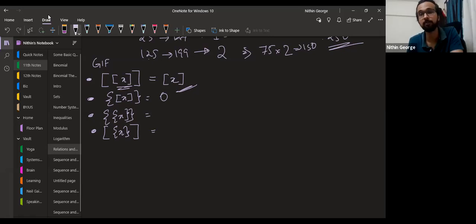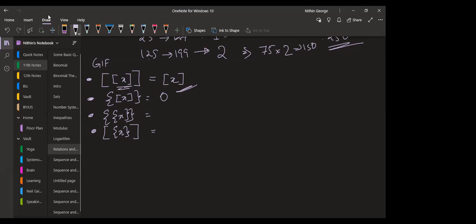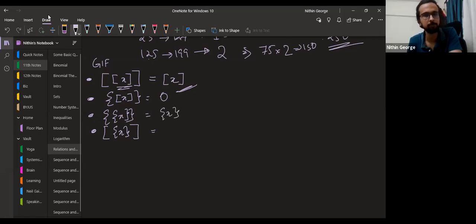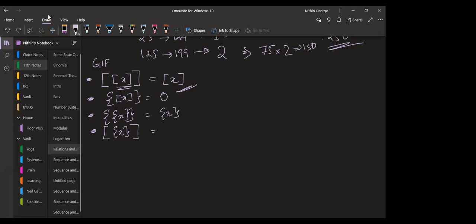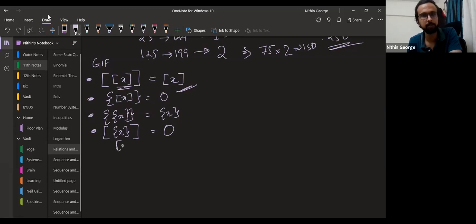Fractional part of x. What will that come up to? Integral part of fractional part of x. What does that come up to? 0. Fractional part of x will be a value between 0 and 1. And if you take the integral part of that value, you will get 0. All right. Hope you guys got that.